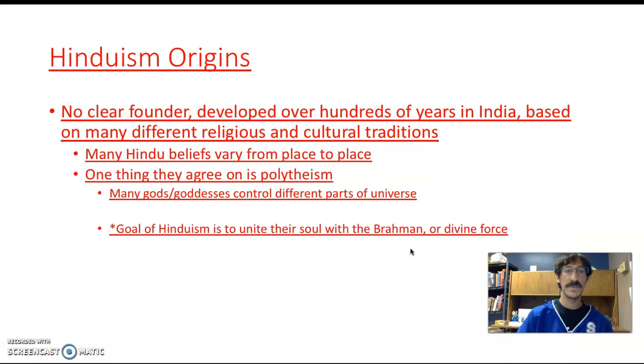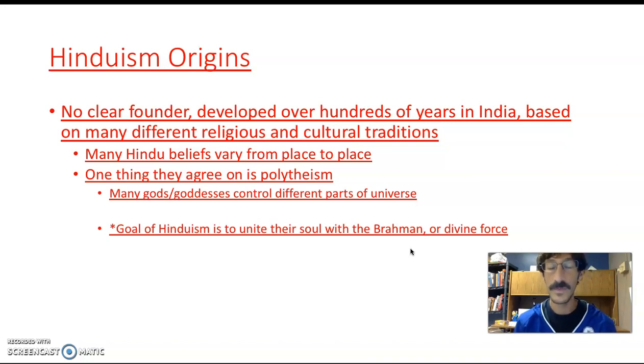So the origins, as we said, have no one clear founder. It comes from the Aryan people, and there aren't clear definitions of any one specific founder in terms of developing the religion. It just came from that background and became established as Hinduism over time.